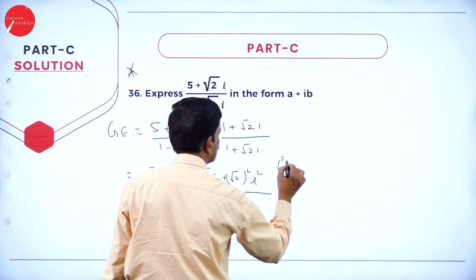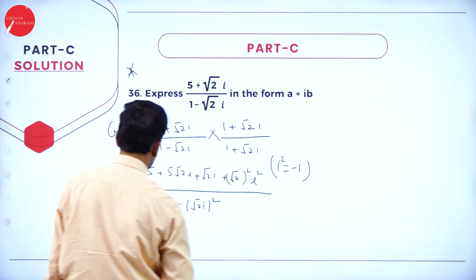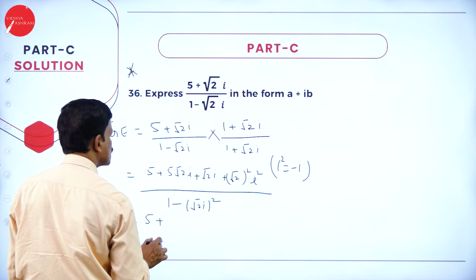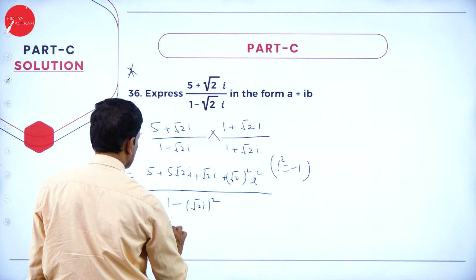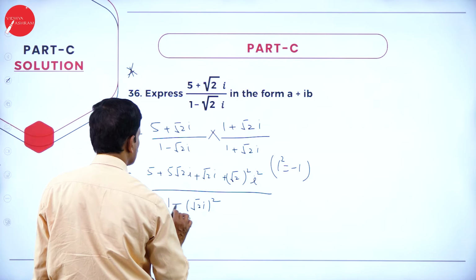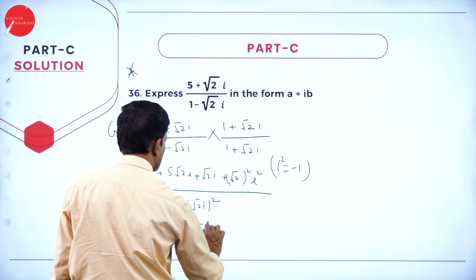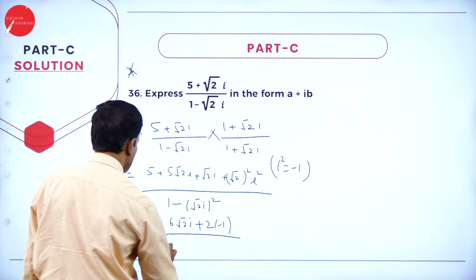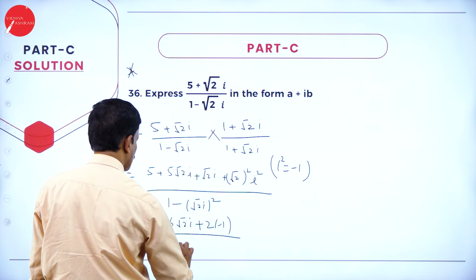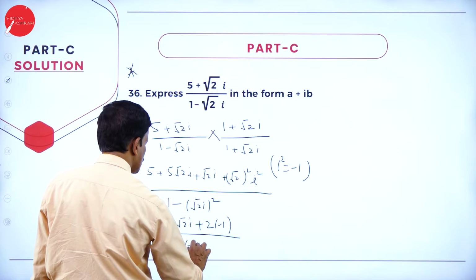Since I square is equal to minus 1, substitute here: 5 plus 5 root 2 plus 1 root 2 is 6 root 2 times i. So 5 plus 1 is 6. Again, the square and square root get cancelled. In the denominator, 1 minus square root 2 into i square, with i square equal to minus 1.